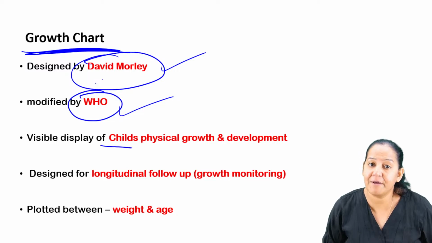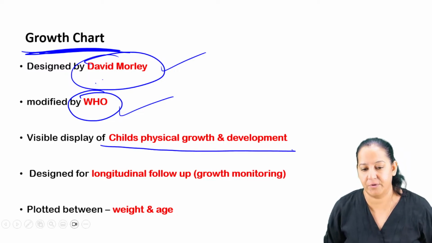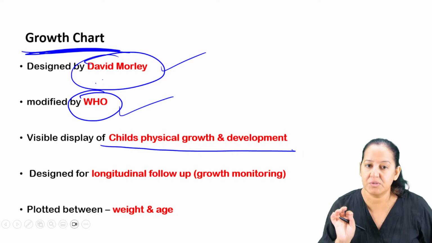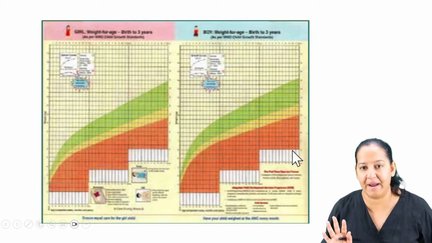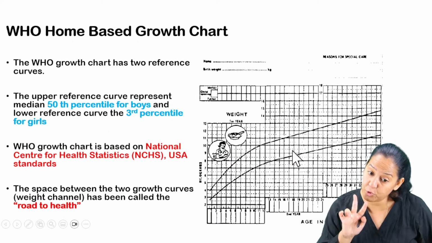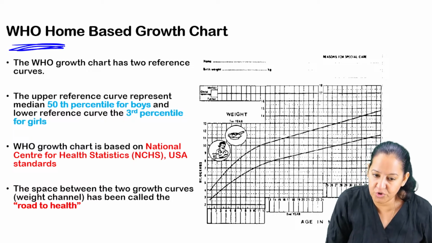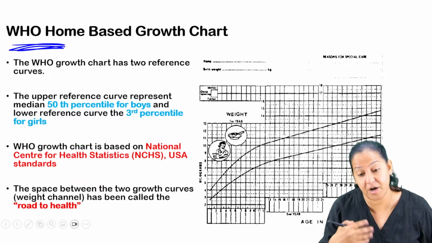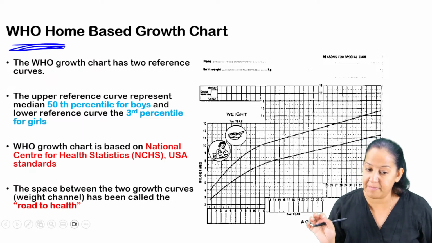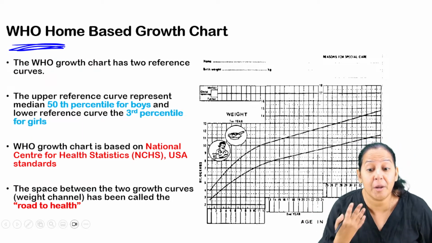It is a visible display of a child's physical growth and development. So it is the best way to see the child's growth. It is discovered by David Morley. These are the growth charts. Let me explain two types of growth chart. One is the WHO growth chart and one is recommended by the Government of India. So first let me explain the WHO growth chart.